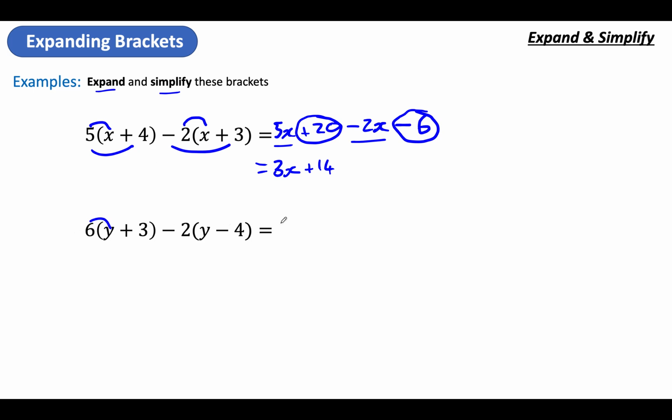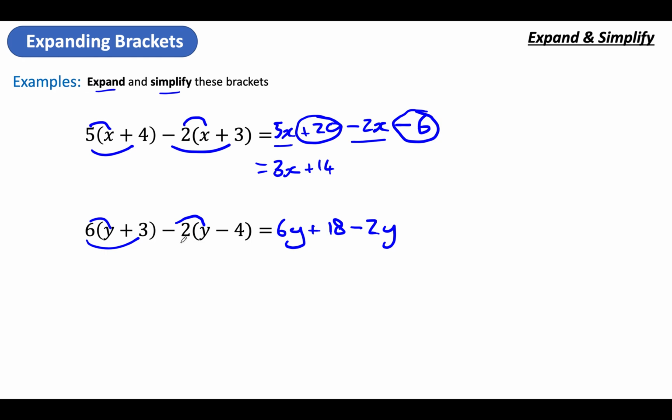Right, 6 times x is 6. Why did I say x? It's y. Can't even read letters now. 6 times y is 6y. 6 times 3, 18. Easy peasy, lemon squeezy. Negative 2 times by the y. Well, remember, it's not just 2 times y, it's negative 2 times y. So negative 2y.